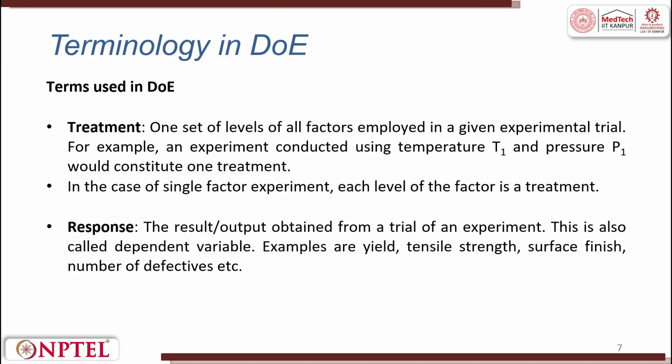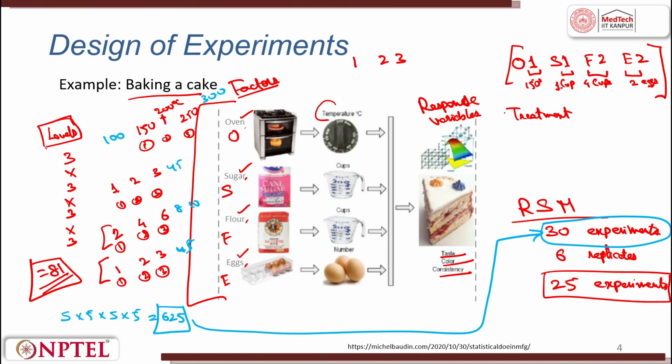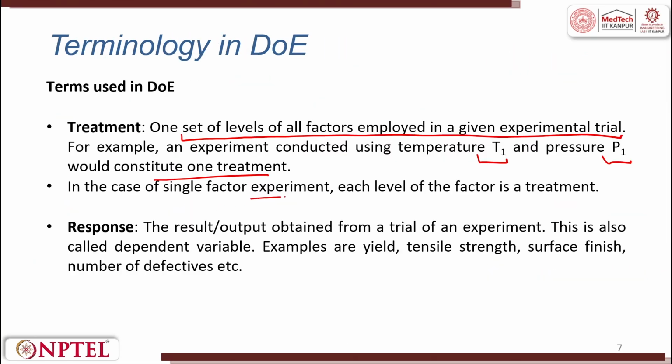Then comes treatment. Treatment, as I said, is one set of levels of all factors employed in a given experimental trial. For example, an experiment conducted using temperature T1, pressure P1 would constitute one treatment. What I said here was, this is one treatment: oven at specific level 1, sugar level 1, flour level 2, eggs level 2. This is one treatment. In case of a single factor experiment, each level of the factor is a treatment.